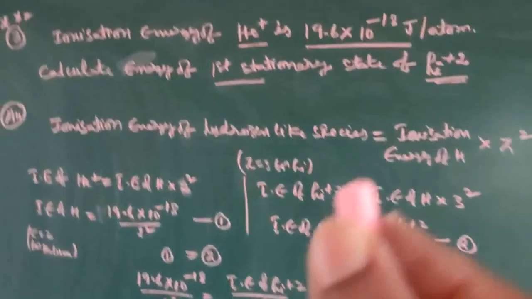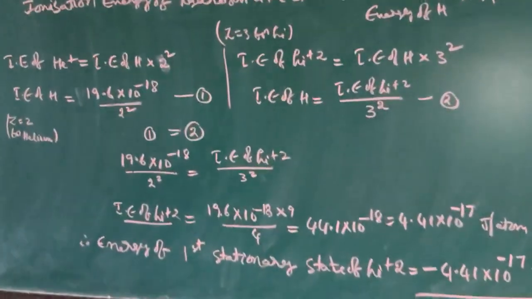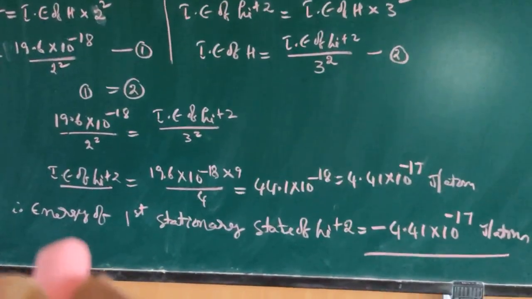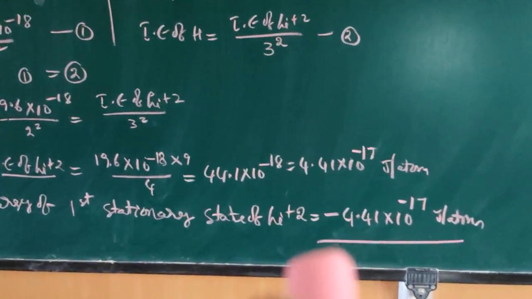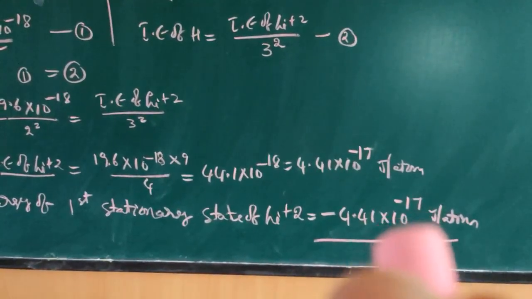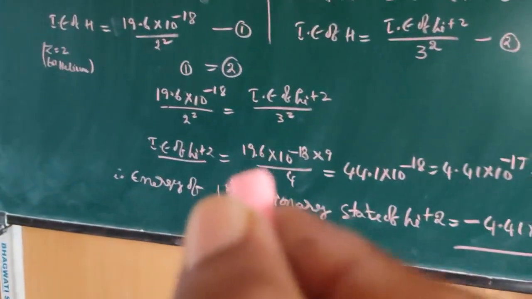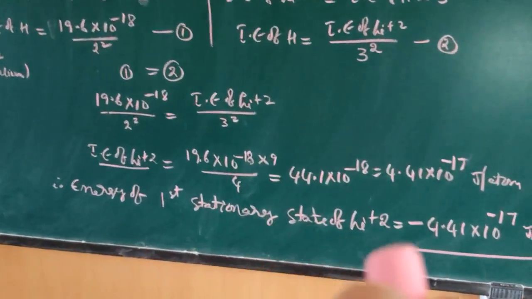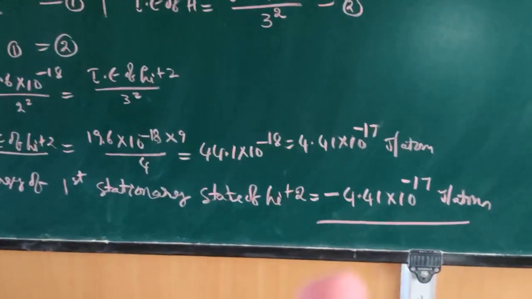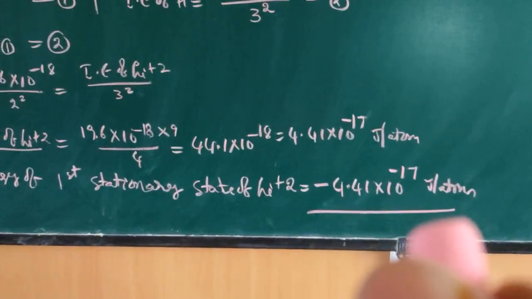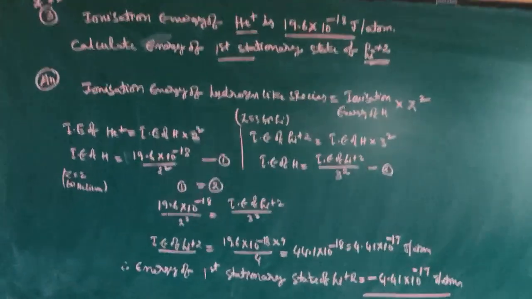But they are asking about the energy of the first stationary state of lithium plus 2. So always energy must be negative. So the energy of the first stationary state of Li plus 2 is equal to minus 4.41 into 10 power minus 17 joules per atom. Once again, this is ionization energy and this is energy. Both are opposite in sign. Please watch once again. Copy carefully.